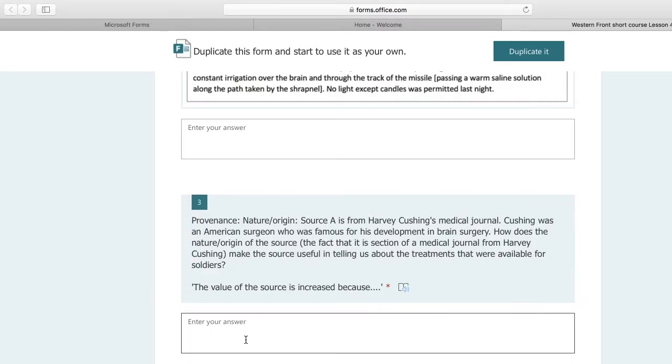And again, using the same sentence starter, I want to give you more independence with this, so write that answer down.